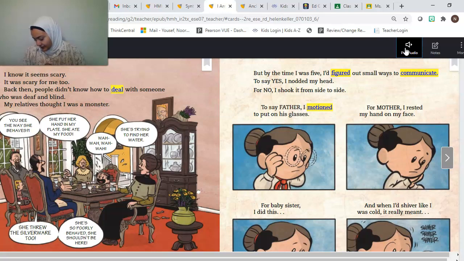Do you think that Helen Keller had a good reason to act badly? Do you think she had a good reason to act that way? Yeah, she couldn't see. She wasn't doing it on purpose. All right, let's keep going.